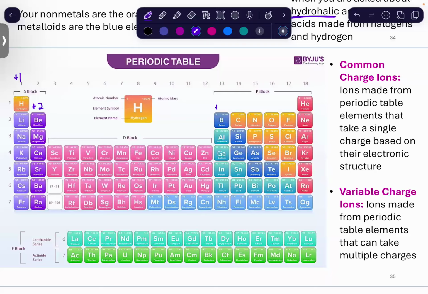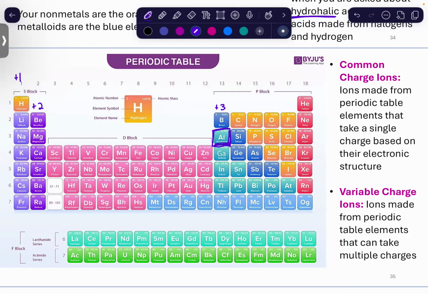Some of these in column 13, you notice we skipped the transition metals. There's a reason for that. So I'm just counting across the main group elements. So you see we have one, two, several of these in group 13 will be a +3. In particular, aluminum. As you'll see later, you're going to be tempted to name it differently, but aluminum is a common charge ion at a +3.